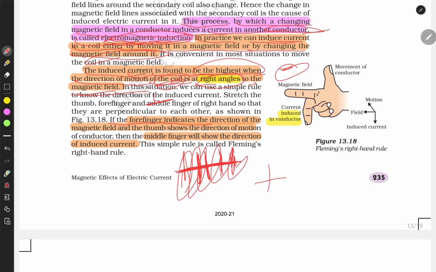If the forefinger indicates the direction of the magnetic field, the thumb shows the direction of the motion, and the middle finger will show the direction of the induced current.